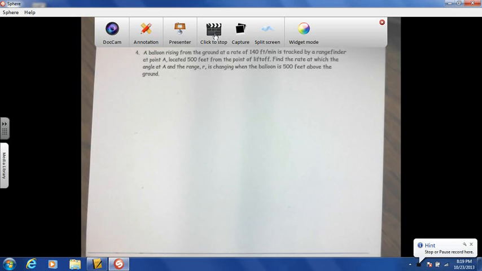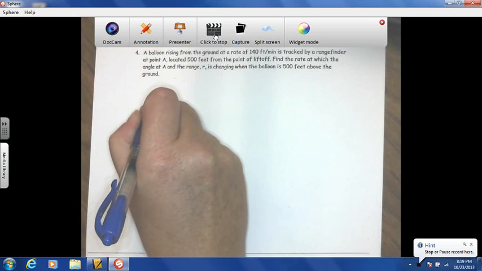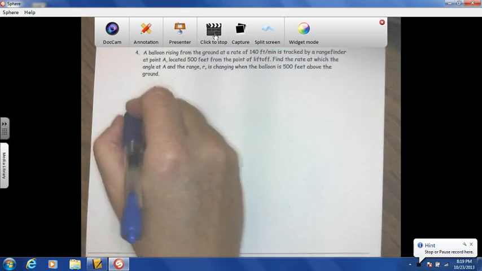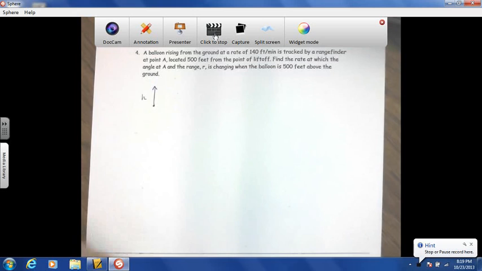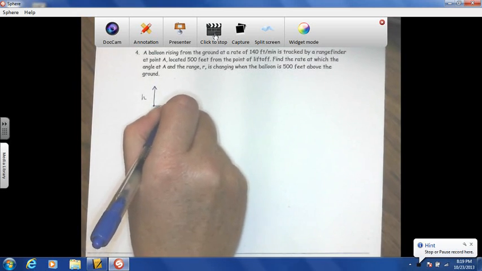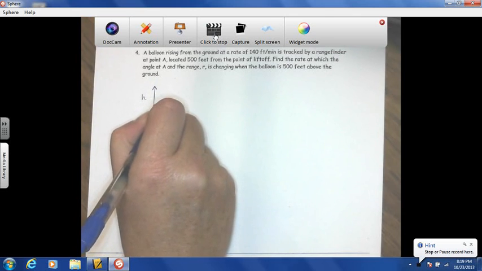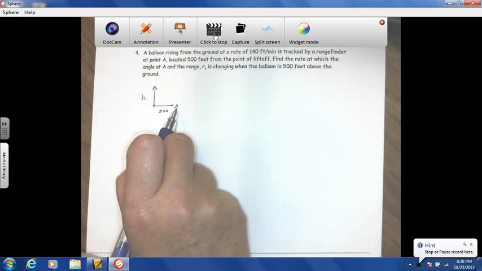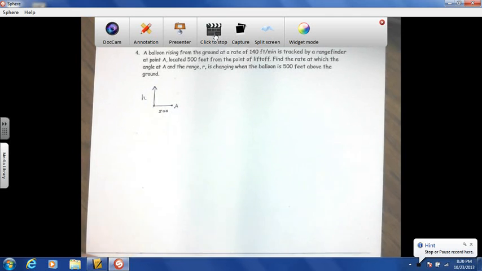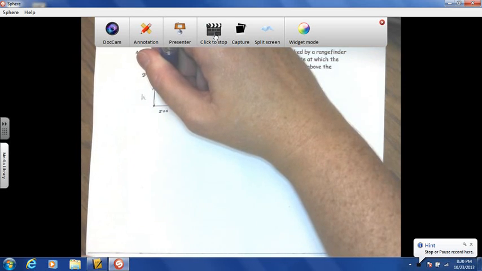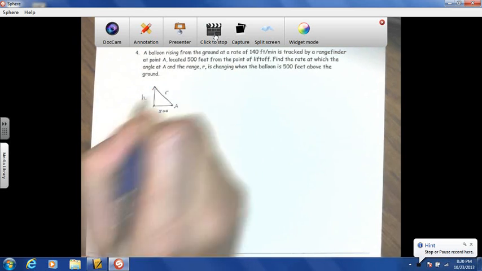feet above the ground. So, we have a point of liftoff for the balloon going straight up. This I'm going to label as the height of the balloon. Now, 500 feet away from point of liftoff, we have a rangefinder. Because the point of liftoff doesn't change, and we're not going to be moving the rangefinder around, this 500 is a constant. Therefore, I'm going to go ahead and label that on my picture. Now, the range R is talking about the distance from the balloon to the rangefinder.